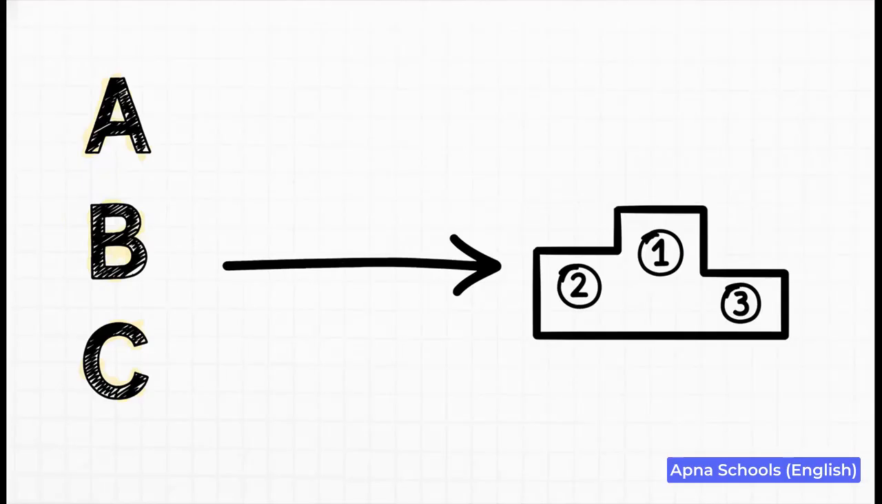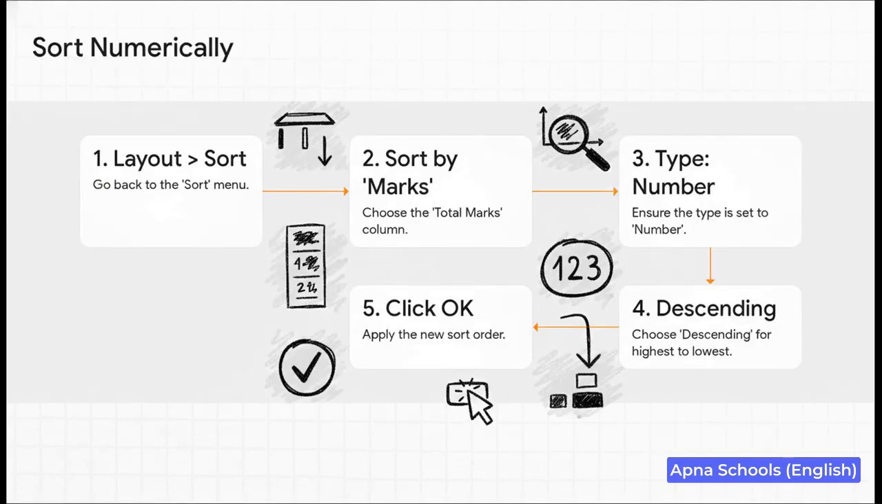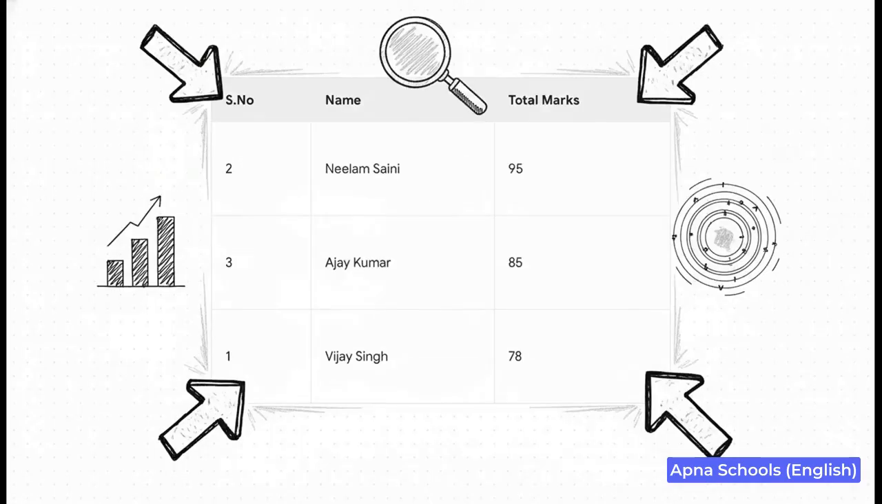Okay, so sorting by name is useful, for sure. But a lot of the time, what we really want to know is who's at the top of the leaderboard? How do we rank the stuff by numbers? You know the drill by now. The process is pretty much the same. We head back to that same sort menu. But this time, we sort by total marks. The 2 key things you gotta pay attention to here are setting the type to number and then choosing descending. That puts the biggest number right at the top. And voila, the table shifts again. Now, with just a glance, you can see exactly who scored the highest. It's an amazing way to do some quick data analysis without ever having to leave your Word document.